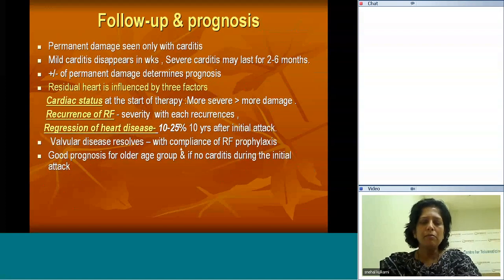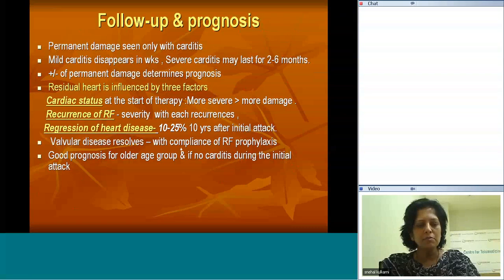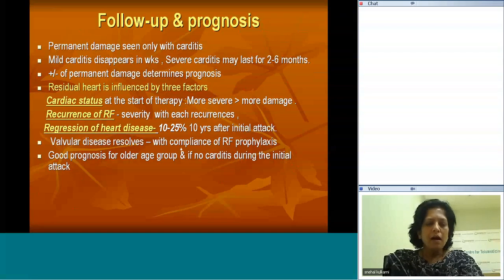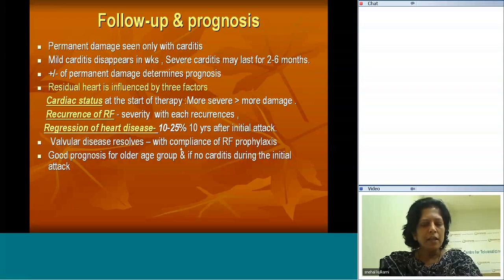When we see the follow-up and prognosis, permanent damage is seen only with carditis. Mild carditis usually disappears in weeks. Severe carditis lasts for 2 to 6 months. When you have permanent damage, that determines the prognosis of rheumatic carditis.